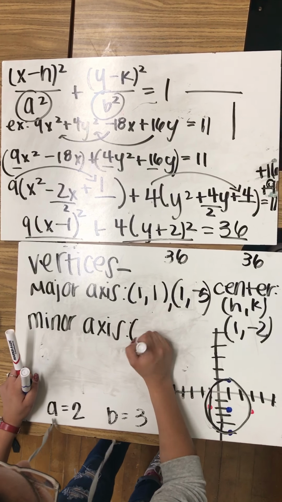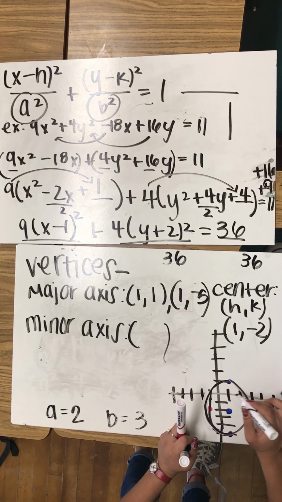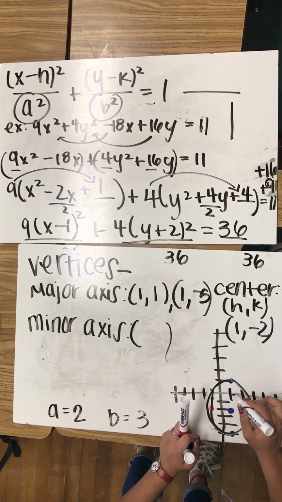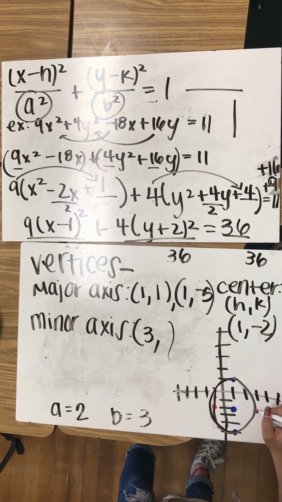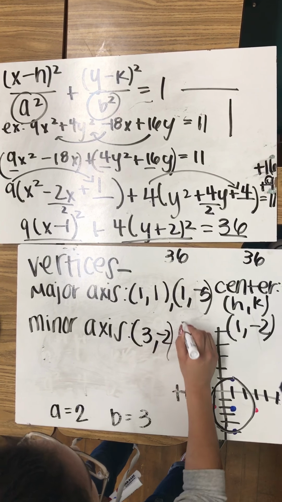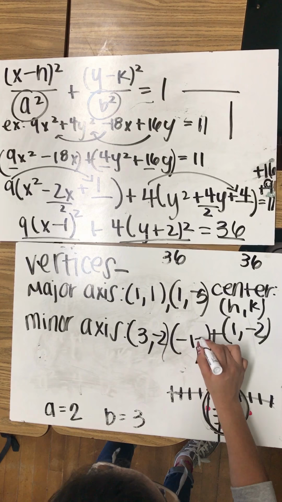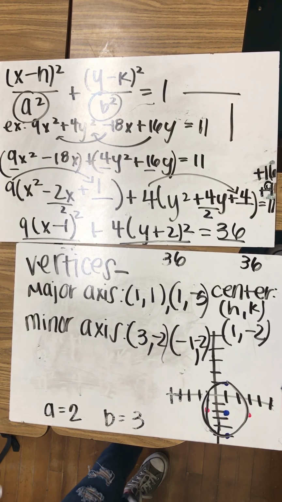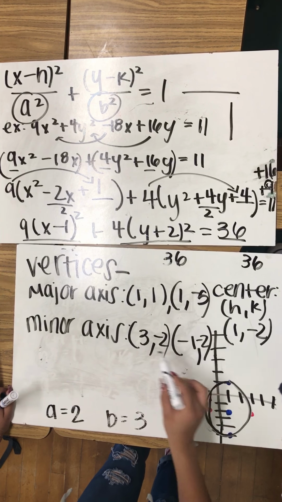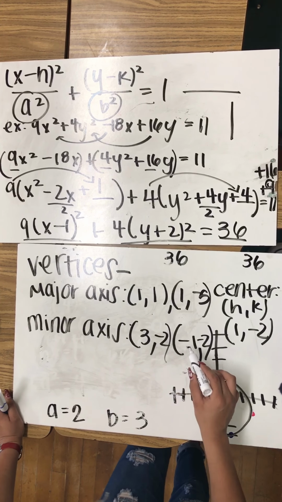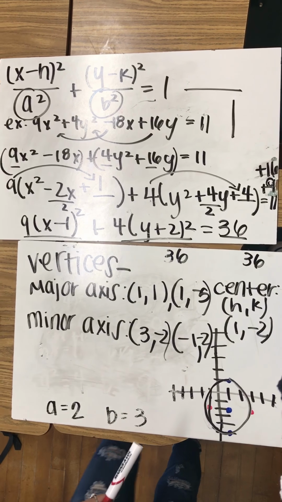And then for the minor ones, we're going to be, let's see, (3, negative 2), and then (negative 1, negative 2). So now we know the vertices: (1, 1), (1, negative 5), (3, negative 2), (negative 1, negative 2), and the center, which is (1, negative 2). Then you can end it there.